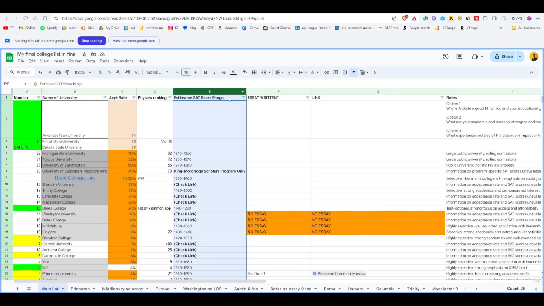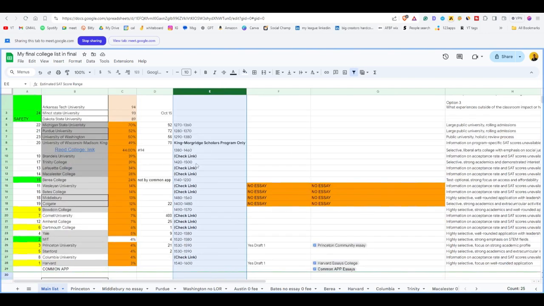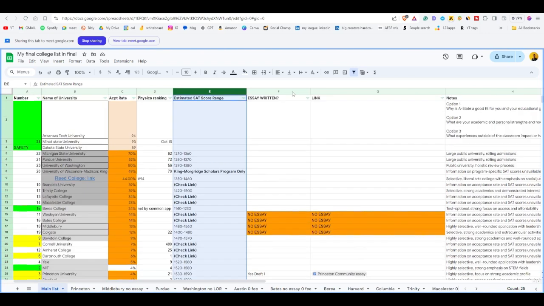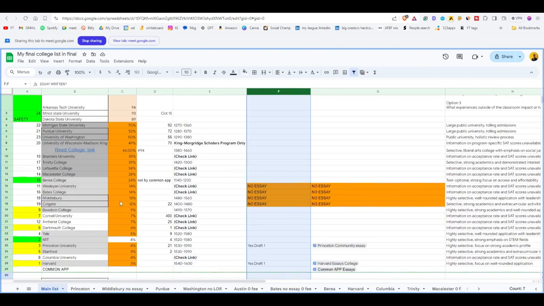Next, what you need to know is what is the estimated SAT score range. You can directly go to their website. Nowadays SAT is optional, so you don't particularly need it. Then what is the particular essay that you write? For example, if you go deeply into a particular college, Ranjil, I don't think you know this, but there are particular colleges that don't need essays to be written.